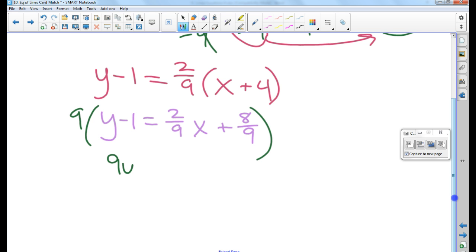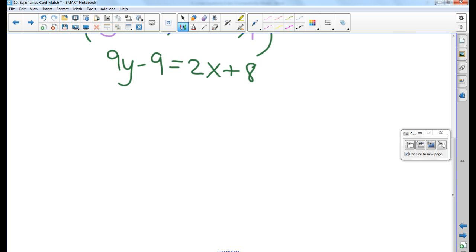So we're going to have 9y minus 9 equals 2x plus 8. The 9's cancel. We are almost there, guys. We're just moving around a tiny bit more. Okay. Do you mind if these guys just trade places? I'm going to move the x over to the left and the 9 over to the right at the same time. Can we do that?